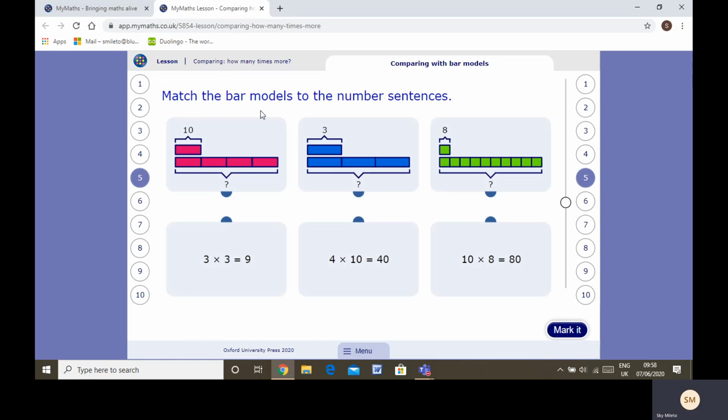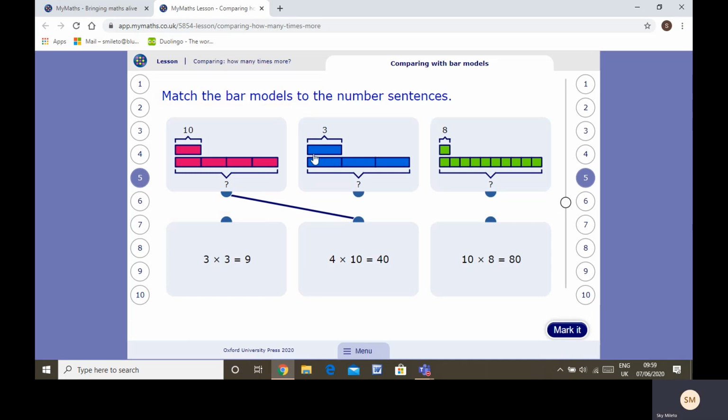So we're going to match the bar models to the number sentences. I've got 3 times 3 equals 9, 4 times 10 equals 40, 10 times 8 equals 80. I'm going to first look at this one, because it's the first one. We've got 1 lot of 10, and we're looking for 4 lots of 10. So I know that's 10 times 4, or 4 times 10.